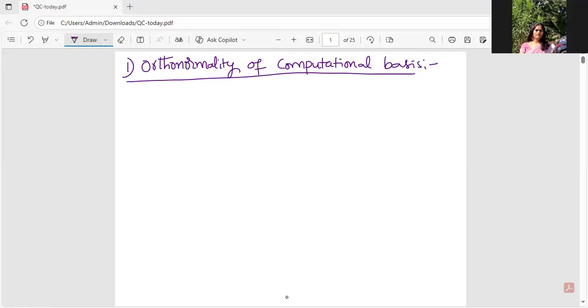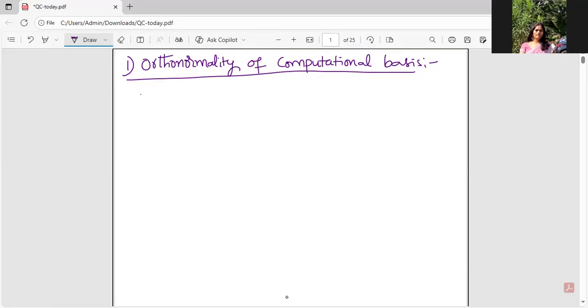Okay. Today let us see the orthonormality of computational basis. What are computational bases? What forms the computational basis in quantum? If I ask you, you will tell me ket 0 and ket 1 form the computational basis. Ket 0 is (1, 0), guys, and ket 1 is (0, 1), as you know.